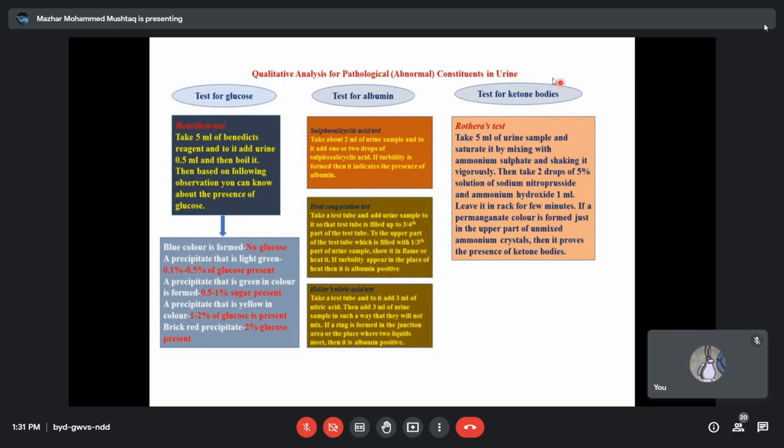For the detection of ketone bodies, you have the Rothera's test. So here, if you read it here, take 5 ml of urine sample, saturate it, mix it with ammonium sulfate, shake it, take 2 drops of 5%. So you can see it is quite a cumbersome process. Each of these tests would require at least 15 to 20 minutes to finish and give the result. So it was a very lengthy procedure to find out the abnormality in the urine.